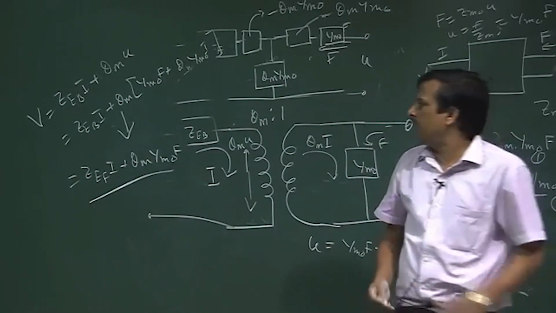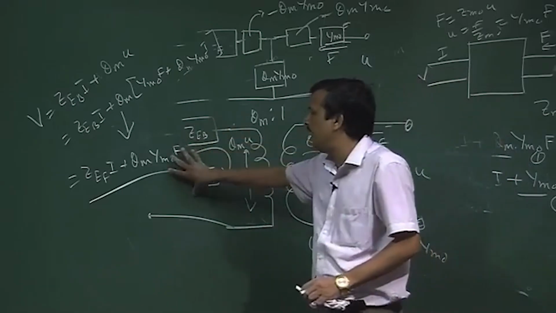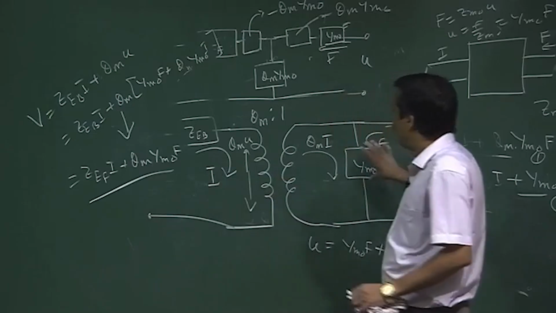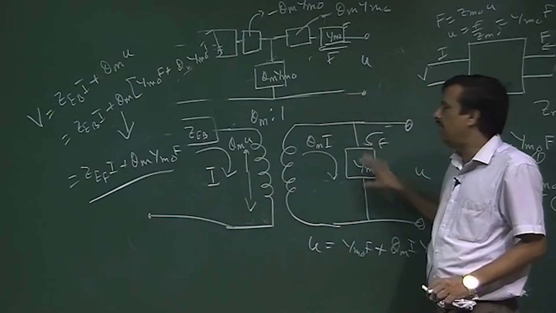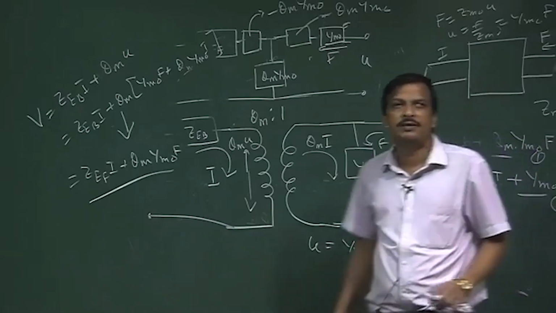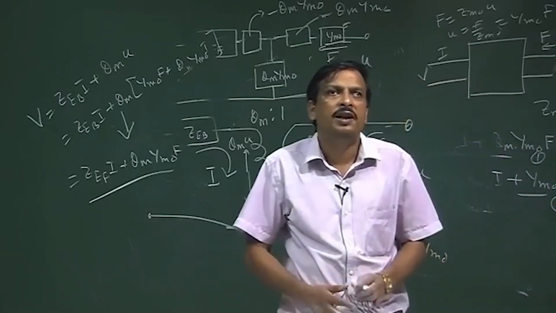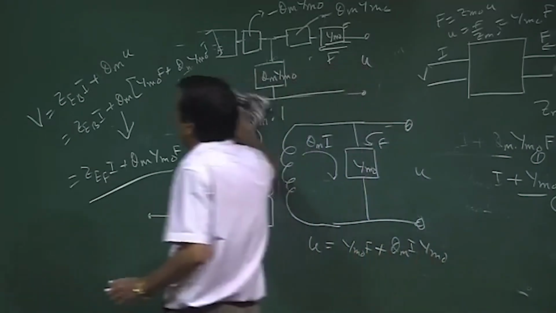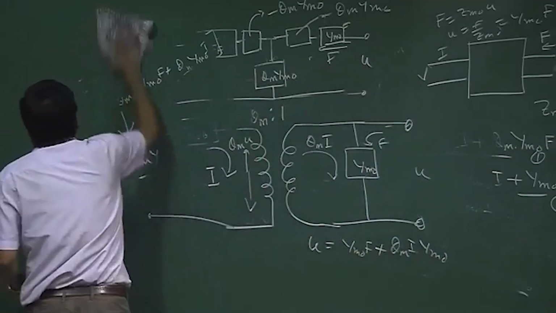In the case of the reciprocal transducer, the electrical side is parallel to the transformer. Here YMO is parallel to the transformer, and it is an admittance. Instead of impedance, I said it is an admittance. So this is called the anti-reciprocal transducer. Those theories will be used in the construction of transducers.